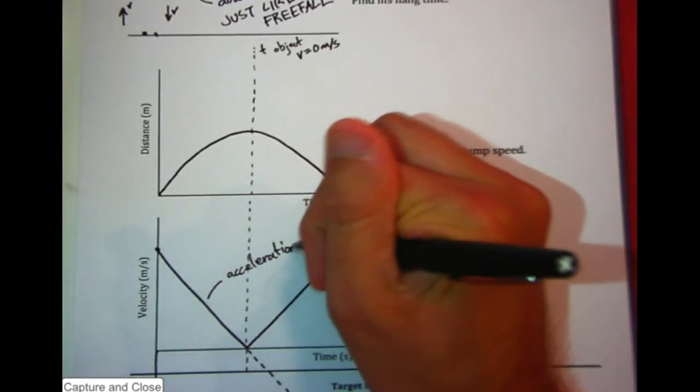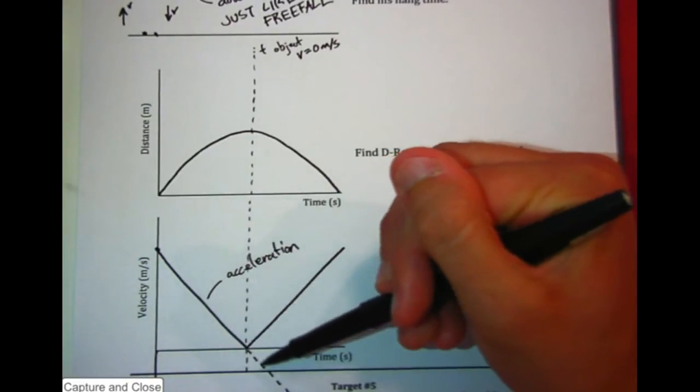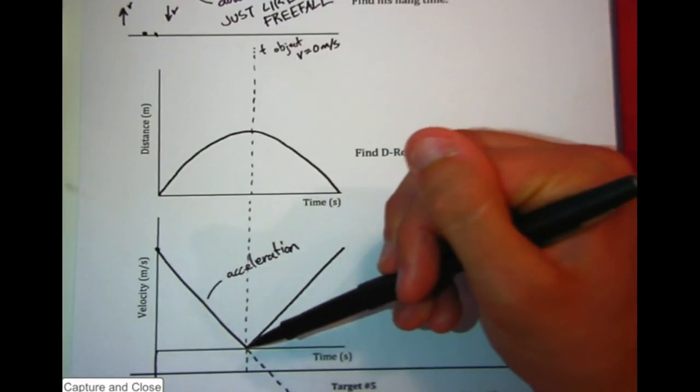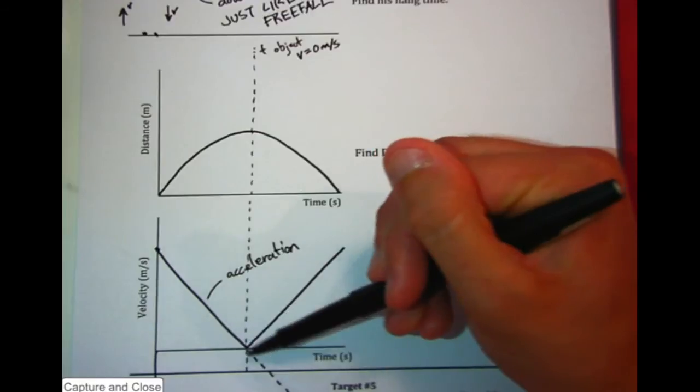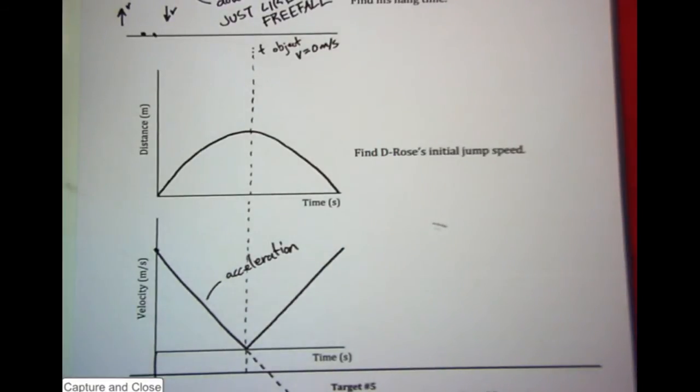And if we draw the graph including vectors, our acceleration this entire time does not change. Even when the ball is at 0 meters per second, it's not like gravity just stopped. It's still acting on the ball the entire time that it's in the air. Those are our velocity versus time and our distance versus time graphs.